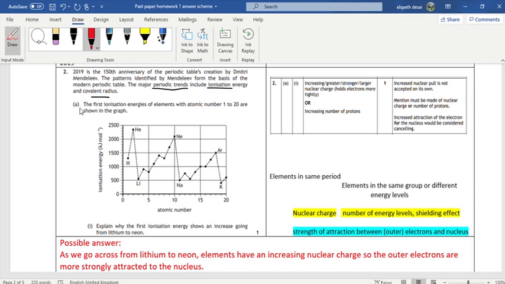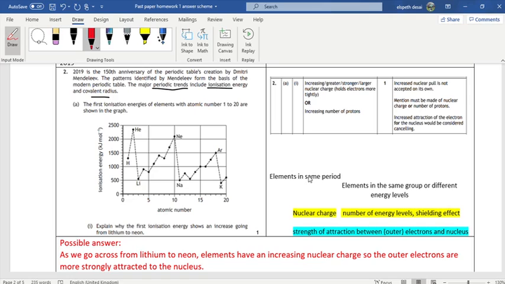So you've got part A showing you the first ionization energies of elements with atomic number 1 to 20 are shown in the graph. You've got your graph here, and part 1 says, explain why the first ionization energy shows an increase going from lithium to neon. Now, before I go over that specific question, I want to look at a couple of things.